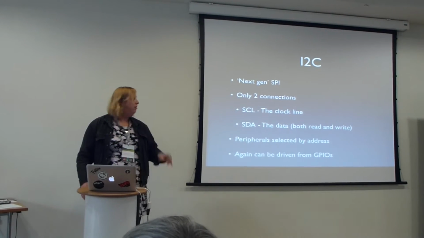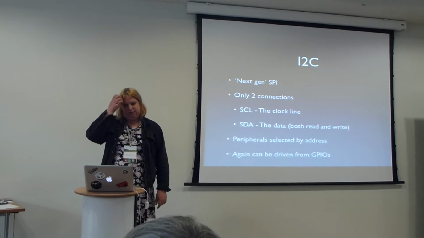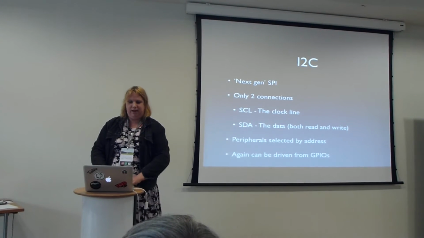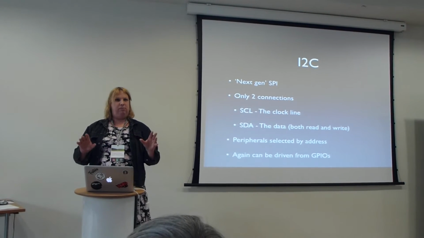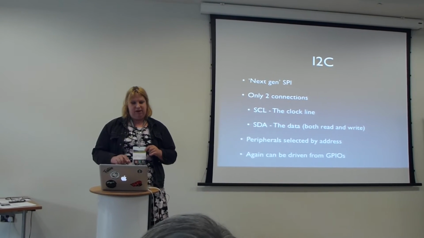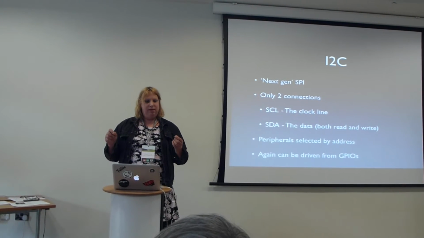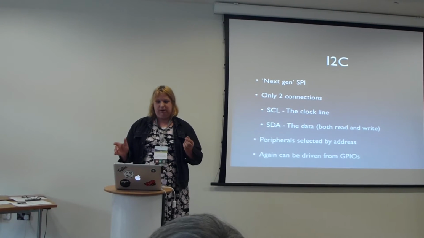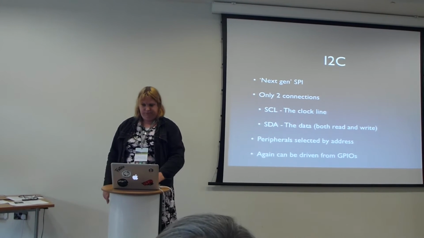I2C, sort of next-gen SPI, cut down on the connections. So we've got 2 connections, the serial clock line and the data line, and the data has both read and write. So to select any peripheral, you have to have its address. You can do this by GPIOs again. The code is somewhat more sophisticated, so I haven't got a slide showing it, because most things have got an I2C master on them.